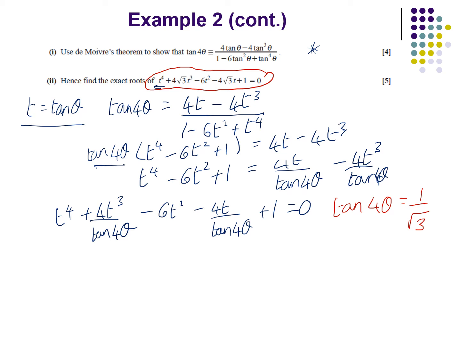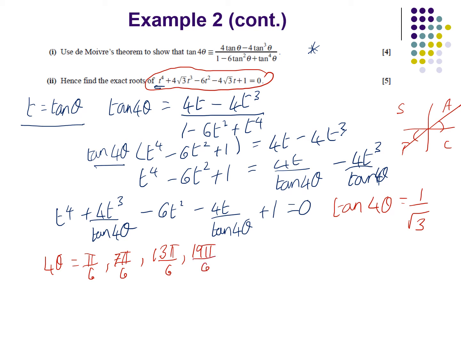Right, so I'm solving that. Quartic, so I need 4 answers. So one answer using your calculator: 4 theta is pi by 6. Cast diagram. So there's my pi by 6. My other one's here, so 7 pi by 6. I want 4 answers, so if I add 2 pi to each of those, I'll get 2 more. So that's my 4 answers I want. Theta then, if I divide by 4: pi over 24, 7 pi over 24, 13 pi over 24, 19 pi over 24.